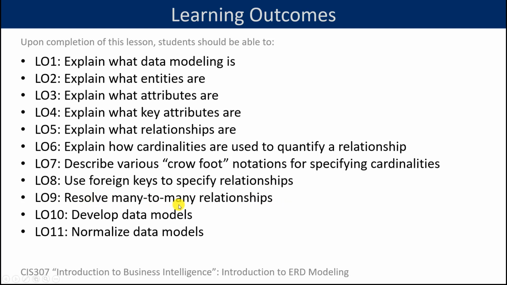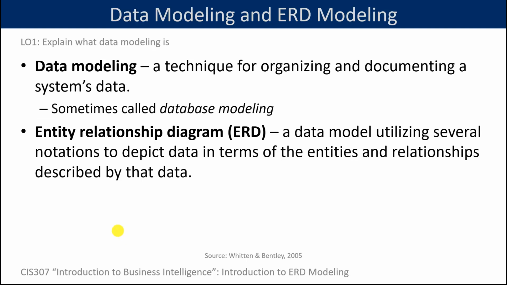So you should have a good theoretical understanding of what associative entities are and how they can be used to resolve a many-to-many relationship. Finally, you should have a good theoretical foundation for developing your own data models that would support a database, and you should be able to improve those data models by normalizing them. So those are the 11 learning outcomes that you should master after completing this video lecture.